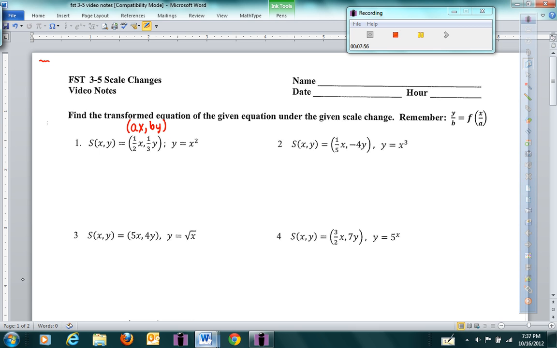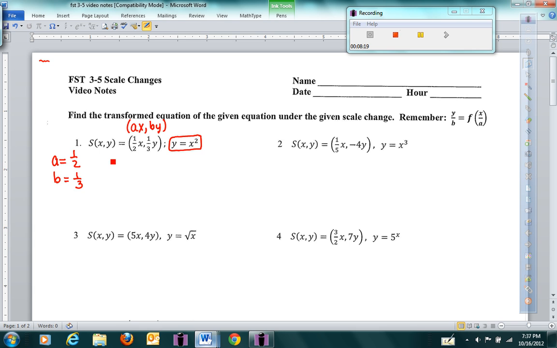The first thing I want you to do is to take the rule and identify what is a and what is b. So the a in this case is 1/2 and the b in this case is 1/3. A is always the coefficient of x and b is always the coefficient of y. Now we're going to apply it to this parent graph, and you can see as you look at the first 6, we're using all different kinds of parent graphs to apply this to. So we could apply this rule to any of the parent graphs.